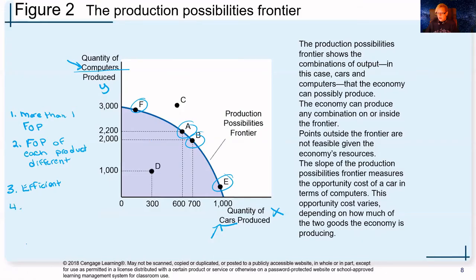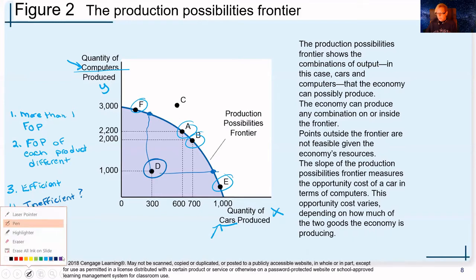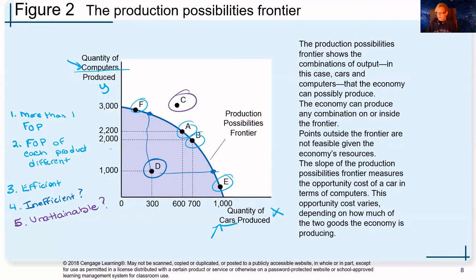What points are inefficient? And I'll do that in a different color just so we can keep track of everything we're talking about here. So where is it inefficient? Point D, right? Because it's inside the curve. We have a corresponding point either here or here, which would become efficient. So D is inefficient. Lastly, what points can't we get to? So what points are unattainable? Given our current state, you guessed it, that's point C.